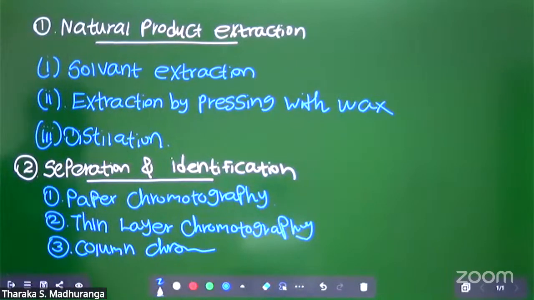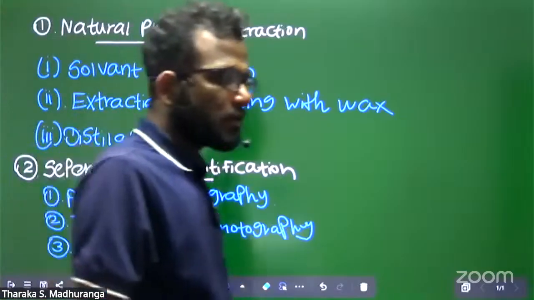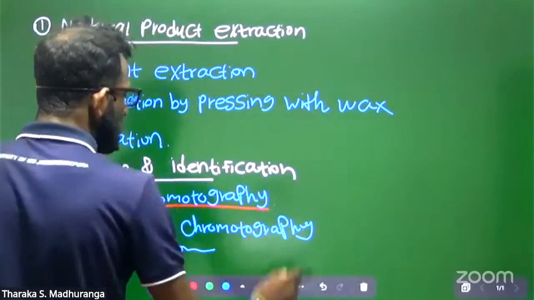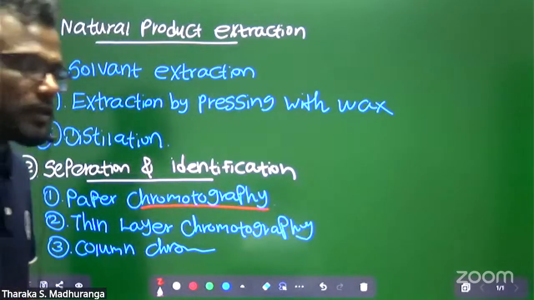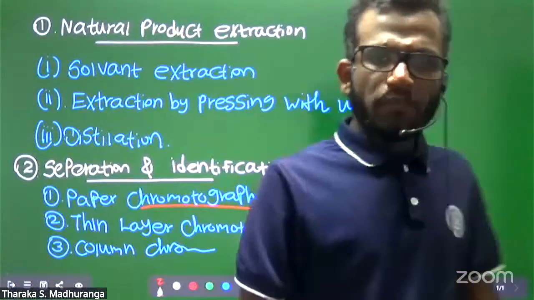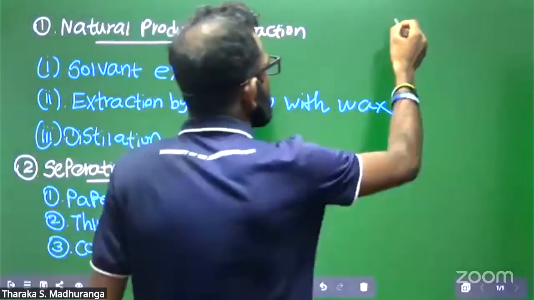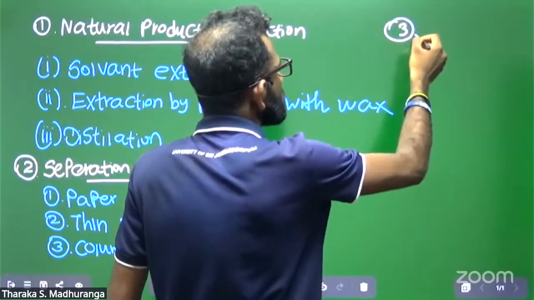Column chromatography. Chromatography is mainly used for the identification and separation process. After that, we have the purification method. The third step is purification.